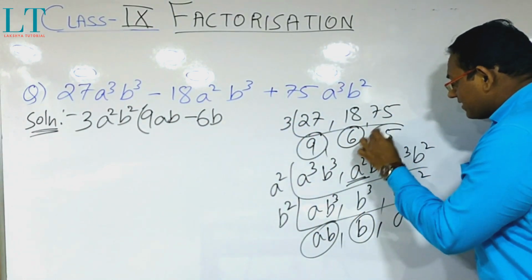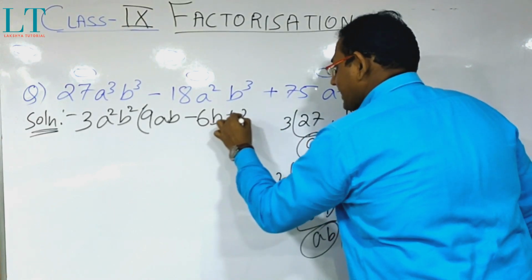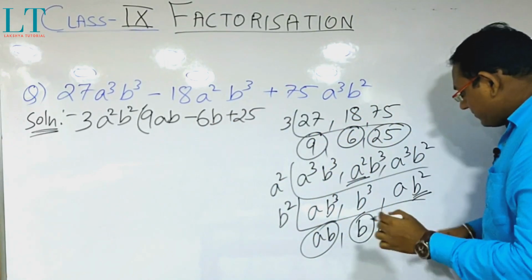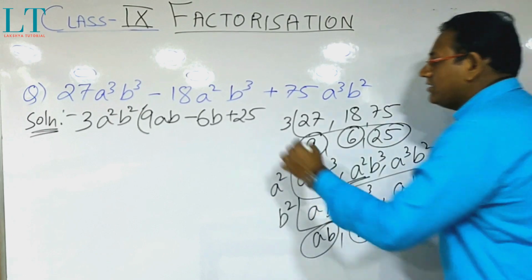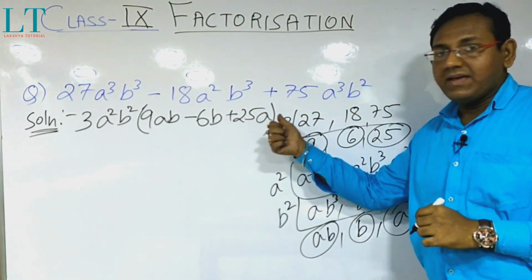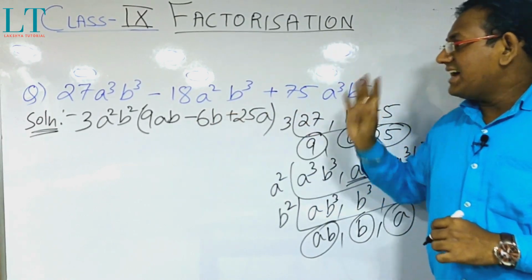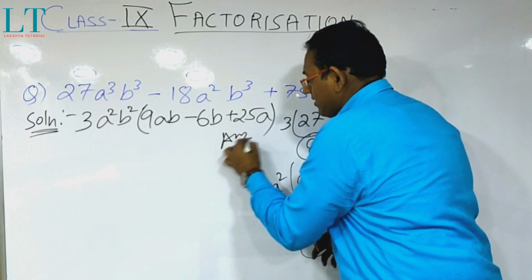The next thing is 25, that is present in the third term. So we will write 25 over here. Similarly, we will get a over here. So we will write a over here. That means we are basically getting 25a as the term that cannot be taken out, common. So this is the answer of your question.